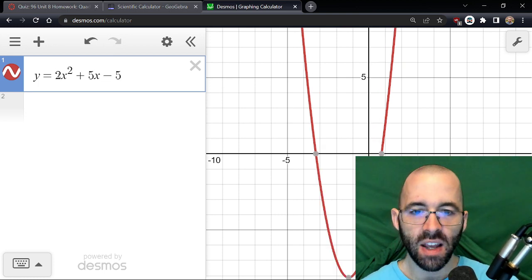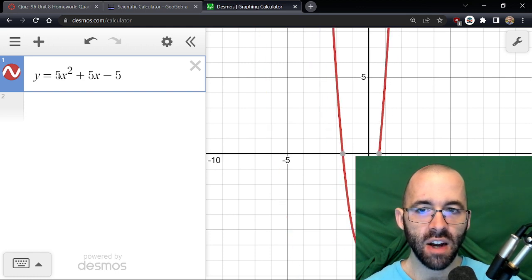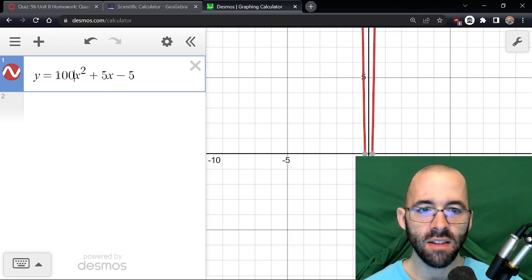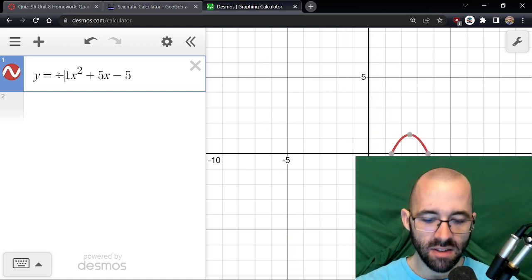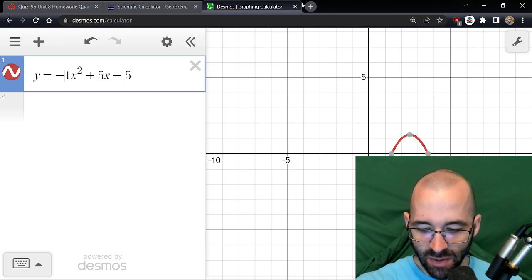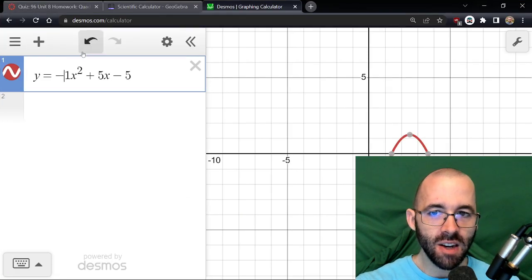Look at what happens if I make a bigger. It's 2, now it's 3, 5, 10, 100. It's getting steeper. If I make it negative, you can see, well, you can't see right now because my camera is in the way. I'm not using my green screen today, but you can see that if a is negative, the parabola goes downwards.